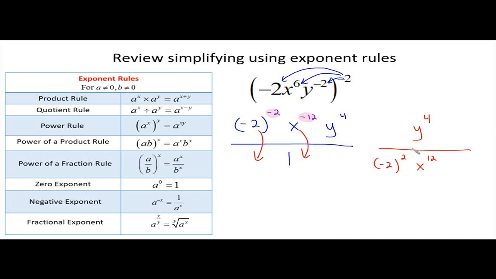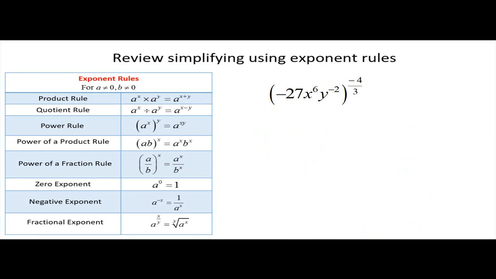So now we start simplifying more, right? So all the exponents are positive. I'm going to start simplifying more now. So on the top, there's really nothing to do. I have y to the 4th on top. On the bottom, negative 2 squared, that means negative 2 times negative 2, so that'll give me a positive 4. And then x to the 12th, there's nothing to do there. And then you want to double check, is there anything for me to simplify? It doesn't look like there's anything else for me to simplify, so this would be my final answer, fully simplified. Okay?